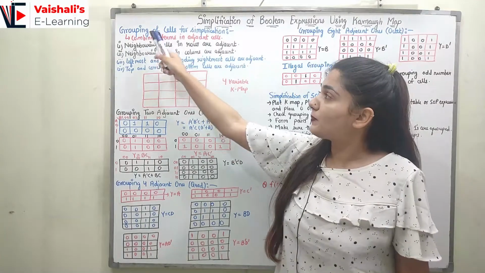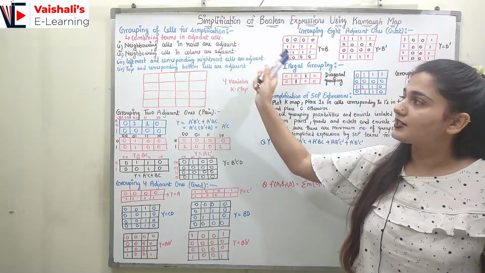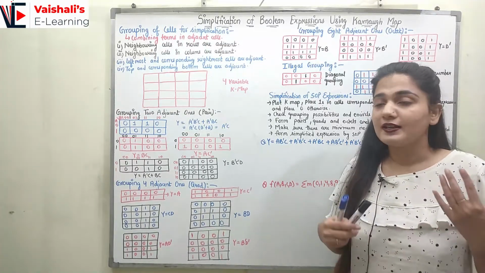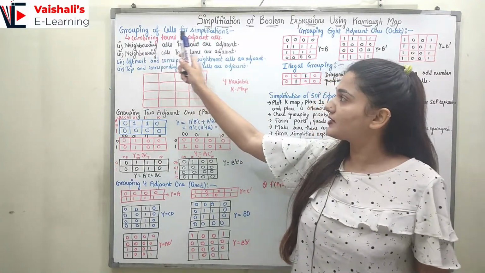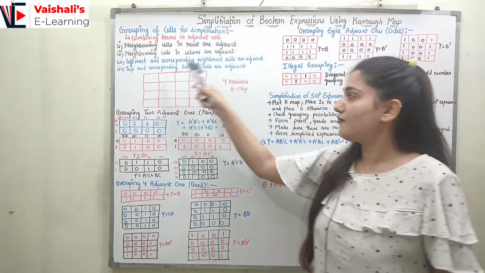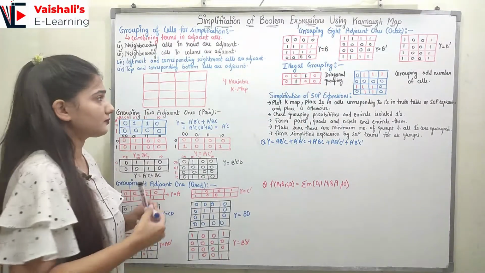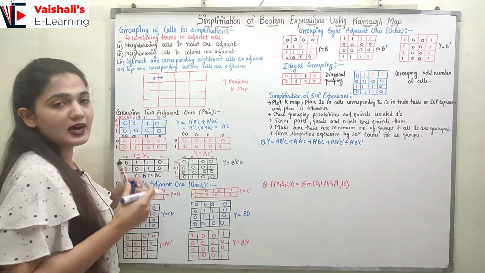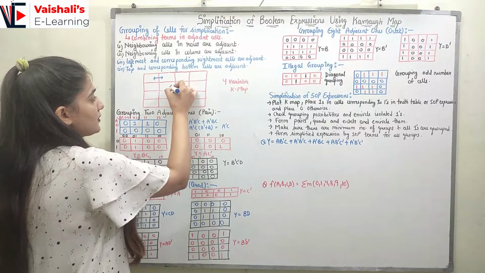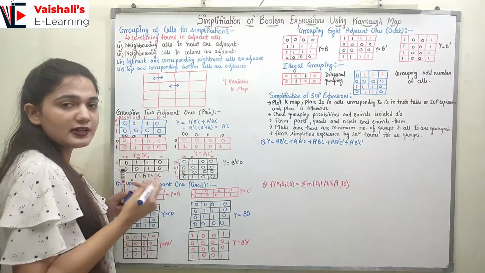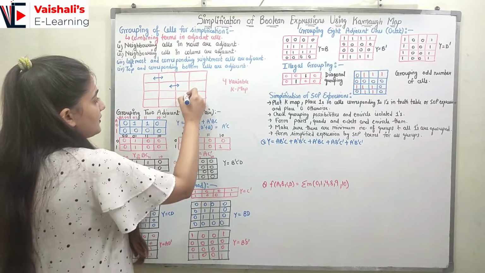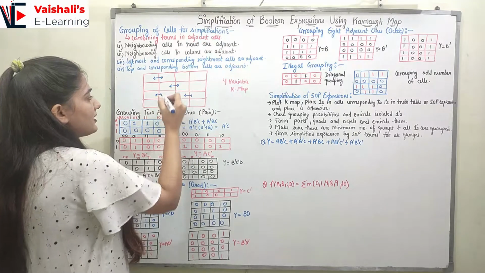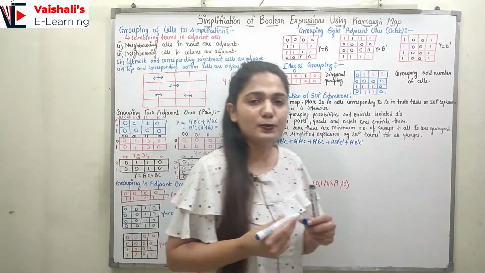So what is grouping? Grouping is the combining of the terms in the adjacent cells. We have some rules for how we can group the cells. First rule: the neighboring cells in rows are adjacent. If I look at this 4 variable K map, these 2 cells are neighbors in the row, so they can be grouped. These 2 cells are also neighboring in the row, so they can be grouped. These also can be grouped. Any of the neighboring cells in the row can be grouped together.